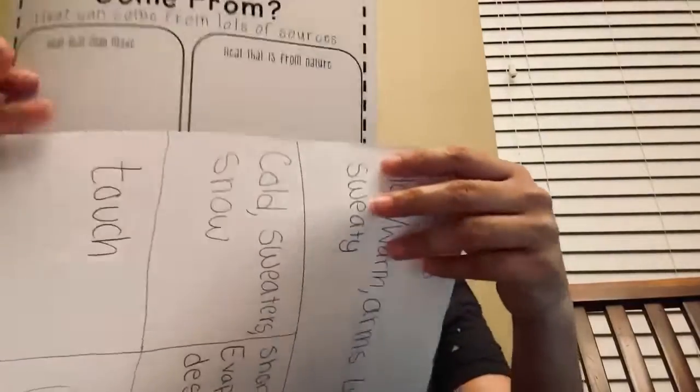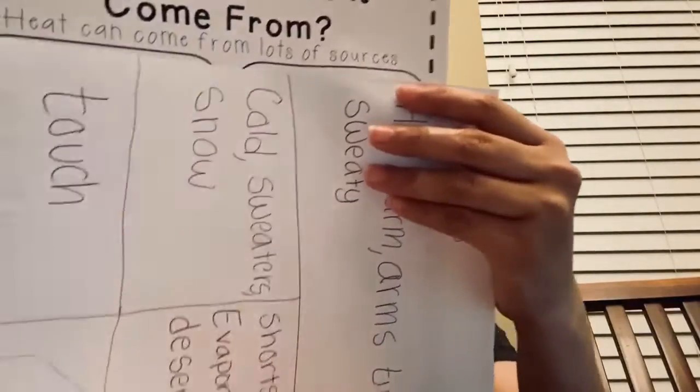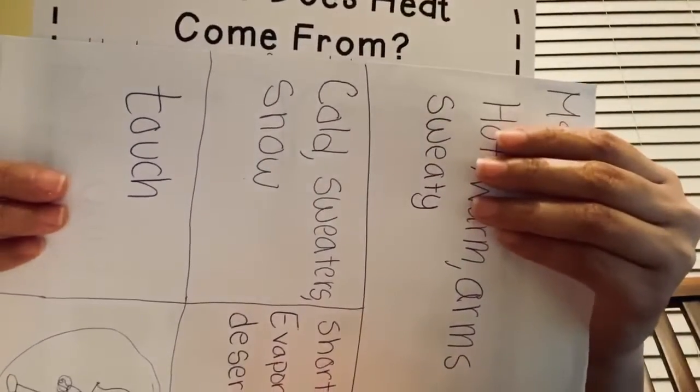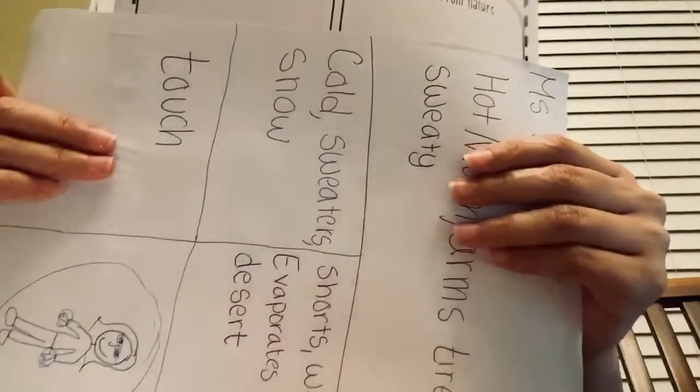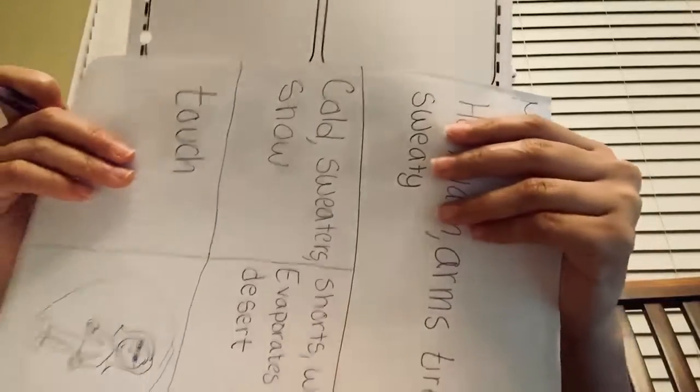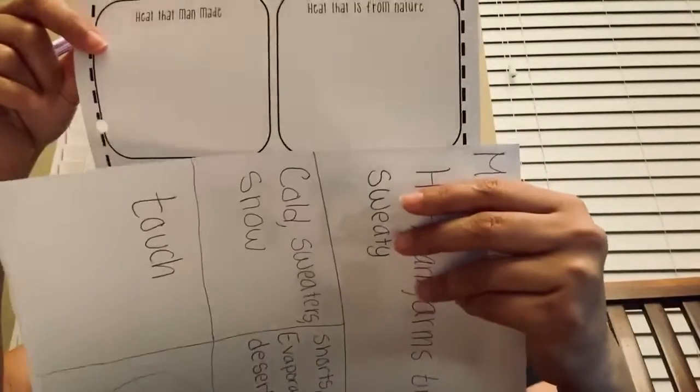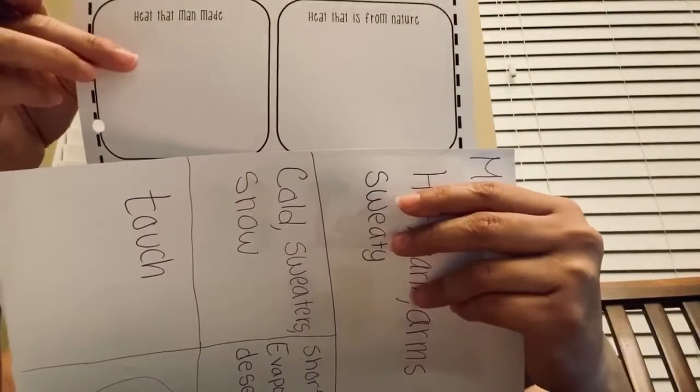So the question that we have for today and what we're trying to answer is, where does heat come from? So that's what we're going to be talking about today. And in this first box, we're going to be talking about heat that is man made, which means heat that humans, which is all of us, created.